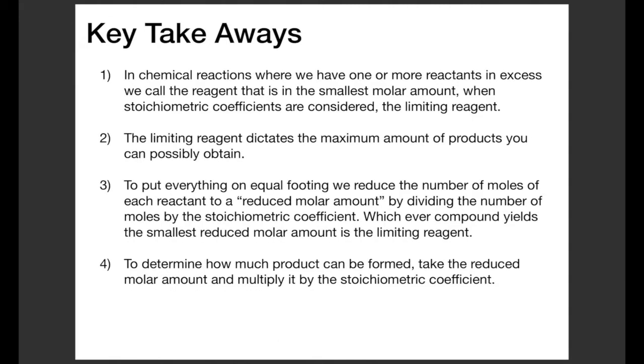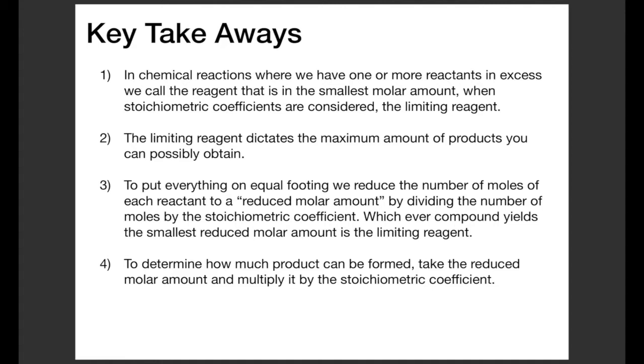This represents the end of the first video on limiting reagents. The key takeaways are that in chemical reactions, where we have one or more reactants in excess, we call the reagent that has the smallest molar amount in relation to its stoichiometric coefficient the limiting reagent. The limiting reagent dictates the maximum amount of products you can possibly obtain from that chemical reaction.